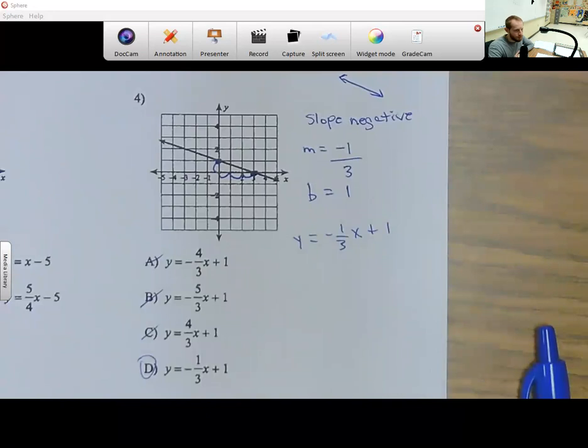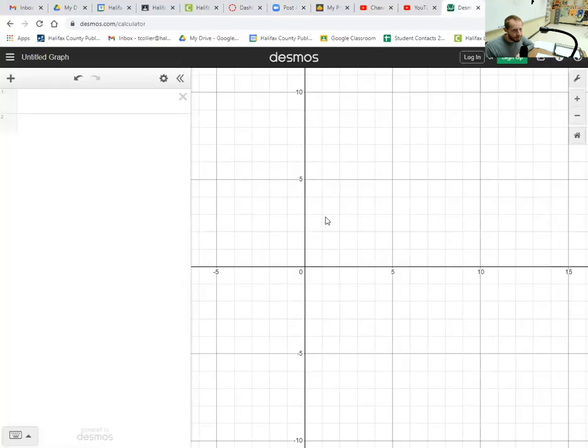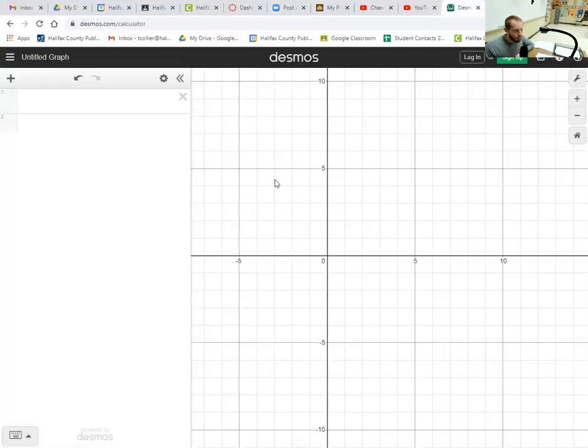Now let's go over to Desmos and let's graph answer choice D. So I'm going to go over to my calculator, which is right here. There we go. Okay. So now you see with Desmos that the screen is kind of divided into a left side and a right side. The left side is going to be your inputs. So I can type in whatever I want on the left side, and it's going to show me a graph of it on the right side.